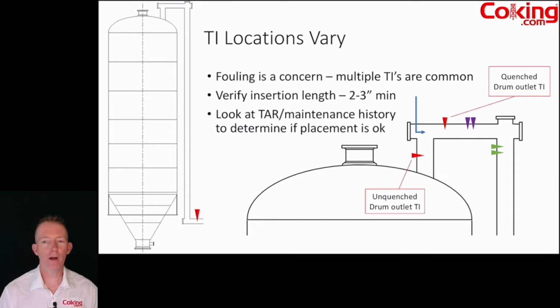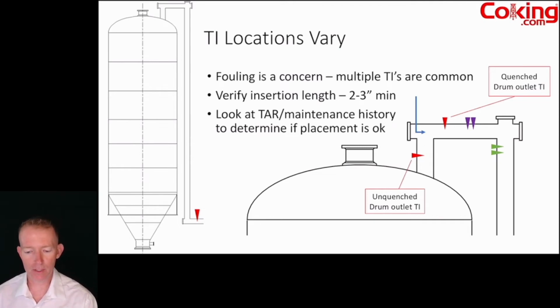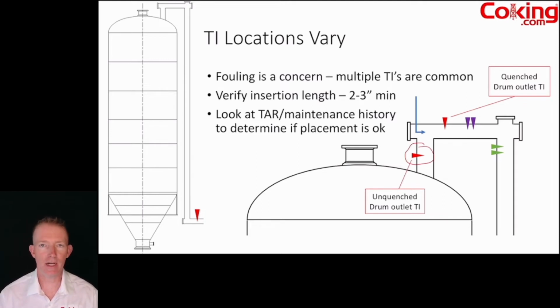So let's talk about where we put these drum vapor TIs. Now, there is some variation across the industry. We're always striving to put it in a location and with an insertion depth that keeps it as clean as possible. You're never going to keep it clean, but we want to keep it as clean as possible. So let's start with the first and simplest location, the unquenched drum outlet TI.